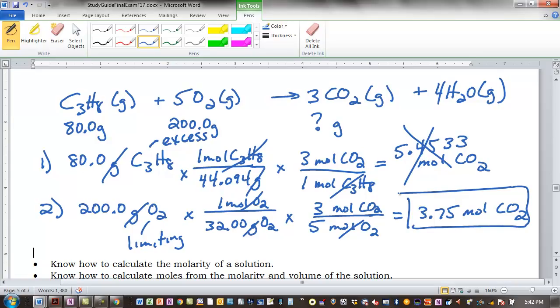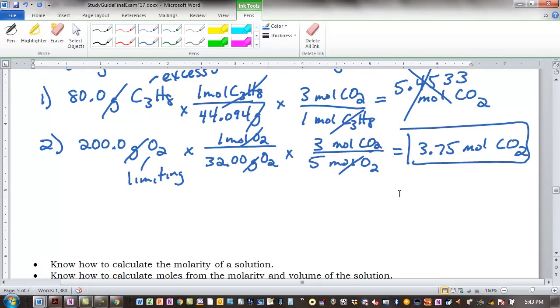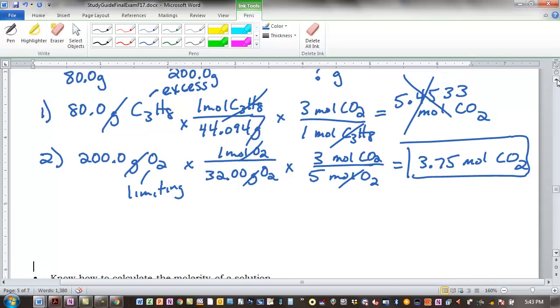So now that you know what the correct number of moles is, now you can convert to grams. Is there any question on these two calculations before we convert to grams? Everybody okay with that? So essentially you're just doing two stoichiometry calculations in one problem. Okay, so that's not that big of a deal.